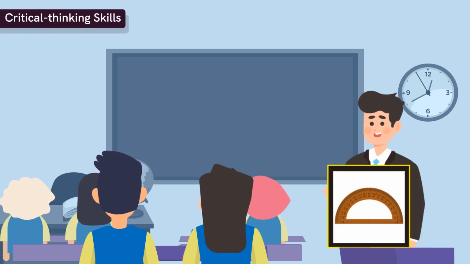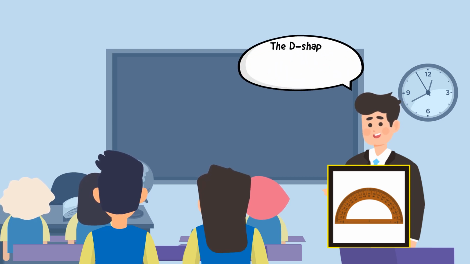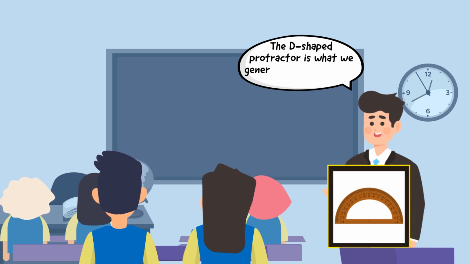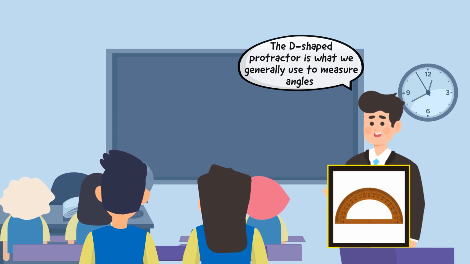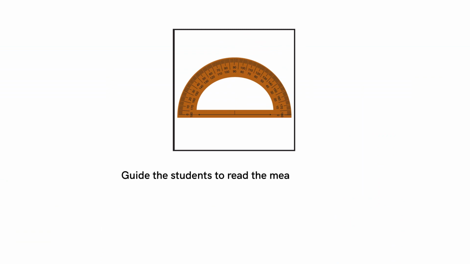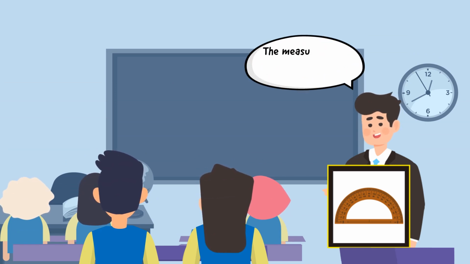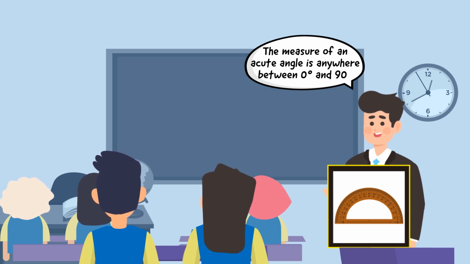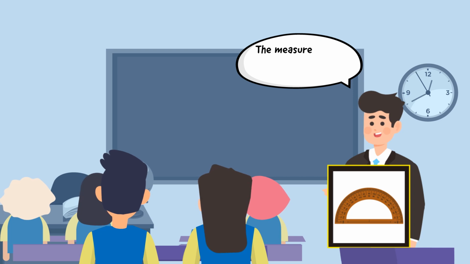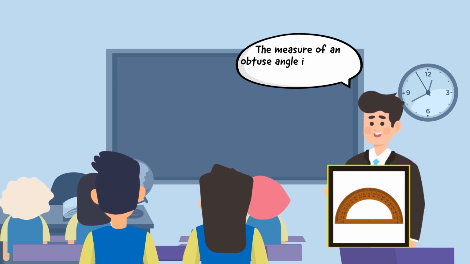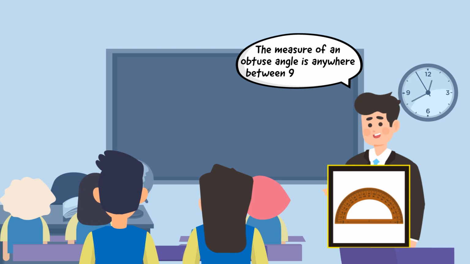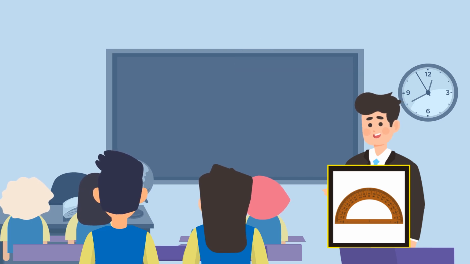skills. Now, let's display a protractor to the students and inform them that the D-shaped protractor is what we generally use to measure angles. Guide the students to read the measurement of angles using the protractor. We will then conclude by informing them that the measure of an acute angle is anywhere between 0 degrees and 90 degrees, and the measure of an obtuse angle is anywhere between 90 degrees and 180 degrees.